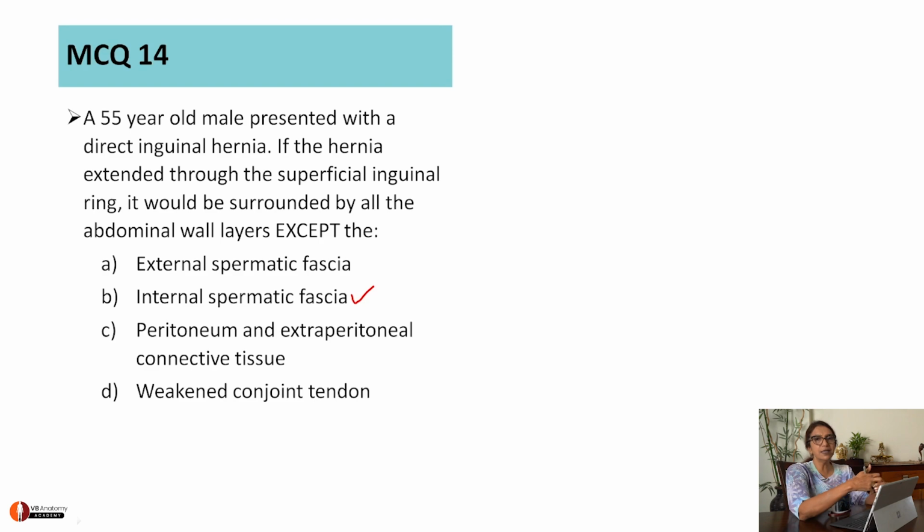We'll read the others, but we know that one thing that cannot be a layer covering the direct hernia is internal spermatic fascia. External may be. Peritoneum, extraperitoneal tissue, yes. Weakened conjoint tendon, definitely yes. Okay. So you know that B is the correct option, internal spermatic fascia.